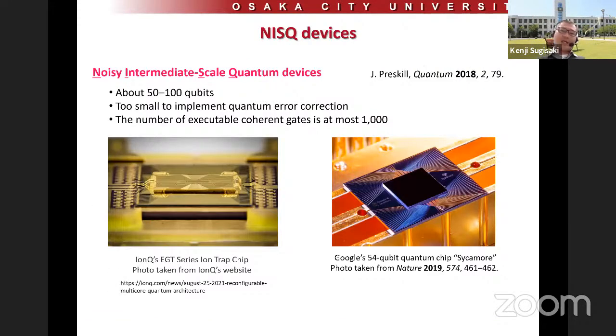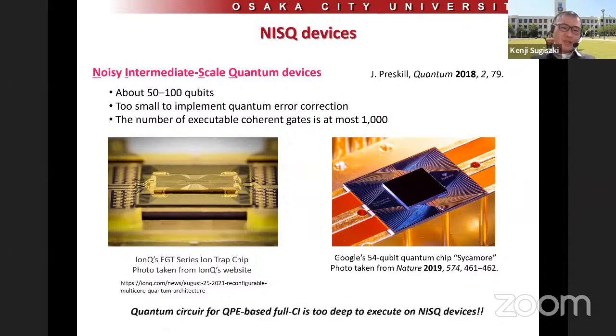As you can see, the real quantum devices currently available are very noisy, and the number of qubits is at most 50 or 100 qubits. So the number of qubits is too small to implement quantum error correction. So we have to perform some computation under the noises or errors. Also, the number of executable coherent gates is at most 1,000 or less.